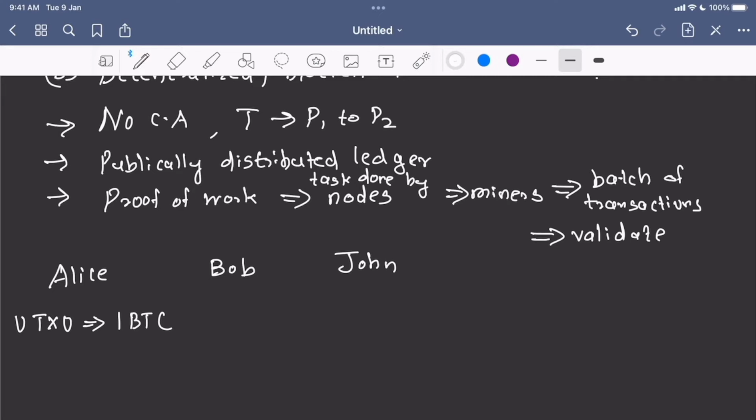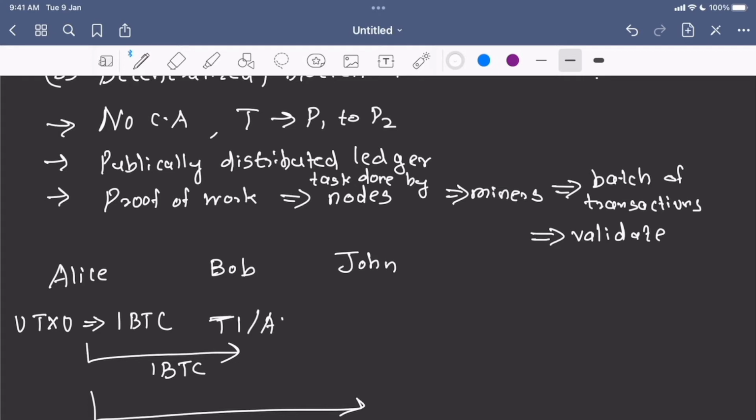and Alice tries to send 1 Bitcoin to Bob, and simultaneously tries to send 1 Bitcoin to John as well. Let's say intentionally or unintentionally she tries to send. Now let's call this first transaction, Alice to Bob, T1 or A1, and this one, Alice to John, T2 or A2.